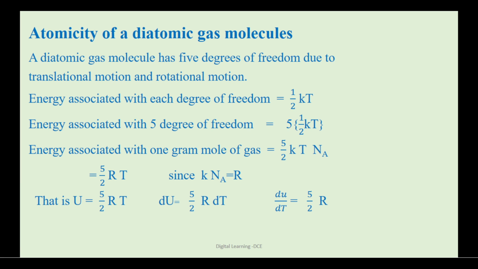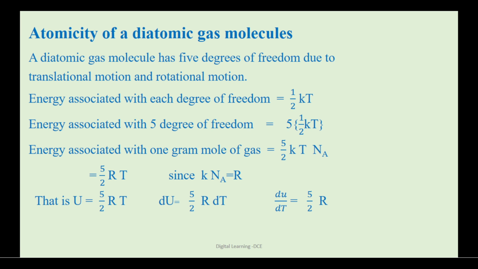In general, the atomicity of any gas molecule can be defined as the ratio of specific heat capacity at constant pressure to the specific heat capacity at constant volume, that is Cp by Cv. The ratio of Cp to Cv gives the atomicity value of a particular gas molecule.